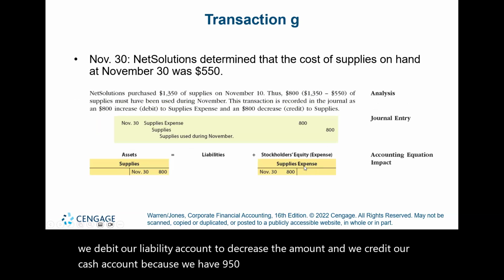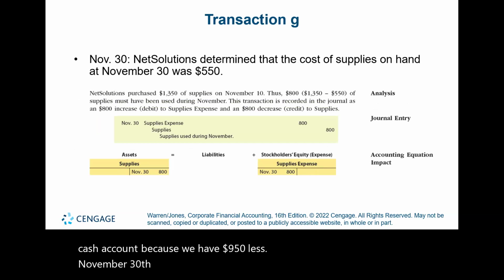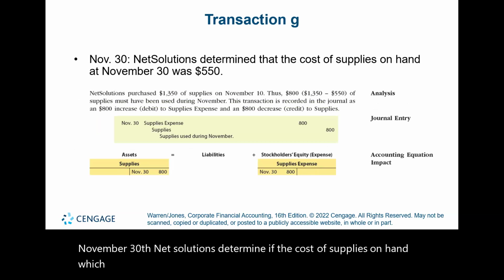$950 less. November 30th, Net Solutions determined that the cost of supplies on hand, which essentially means how much supplies we have left, is $550.